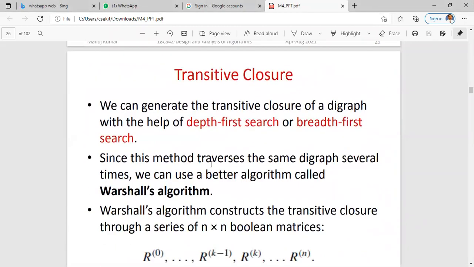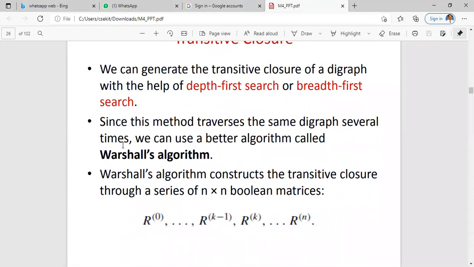So now, have you understood this particular thing? How to find the transitive closure? We can generate the transitive closure of the digraph with the help of depth first search or breadth first search. Since this method traverses the same digraph several times, we can use an algorithm called Warshall algorithm.